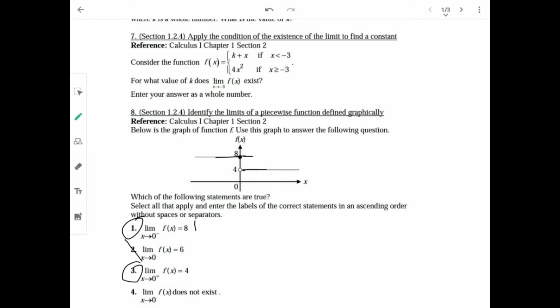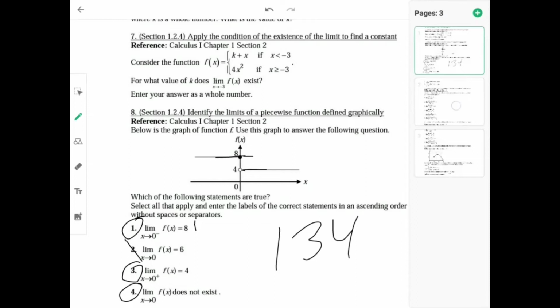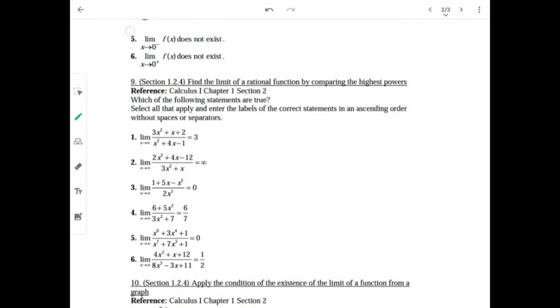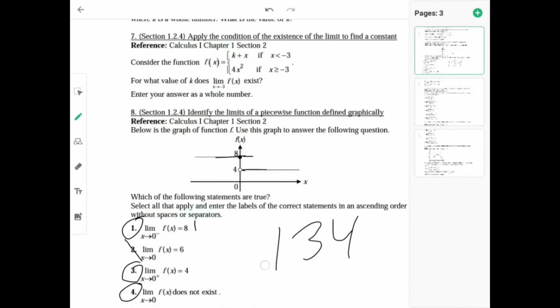And limit of x does not exist. Yes, it doesn't exist because it's a jump. So 1, 3, 4. Now let's look at 5 and 6. Limit of x from 0 minus does not exist, and 0 plus doesn't exist. This is false because there was a graph from the right and from the left. So the answer is just 1, 3, 4.